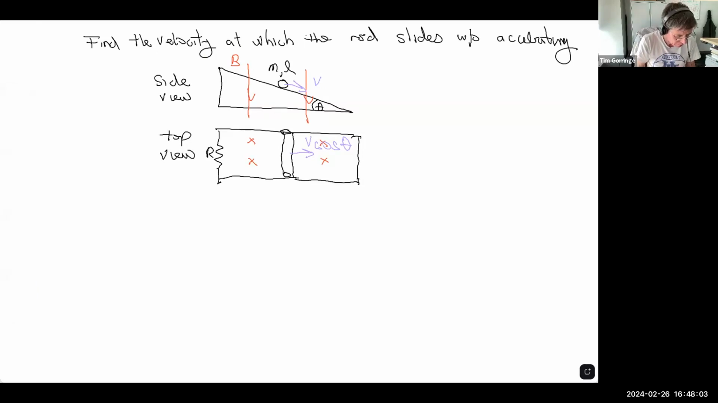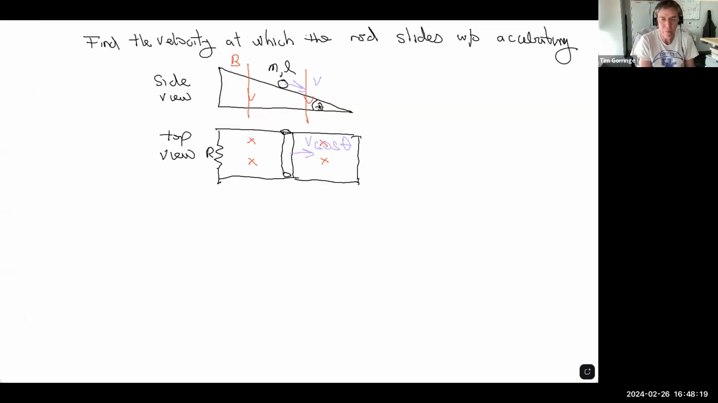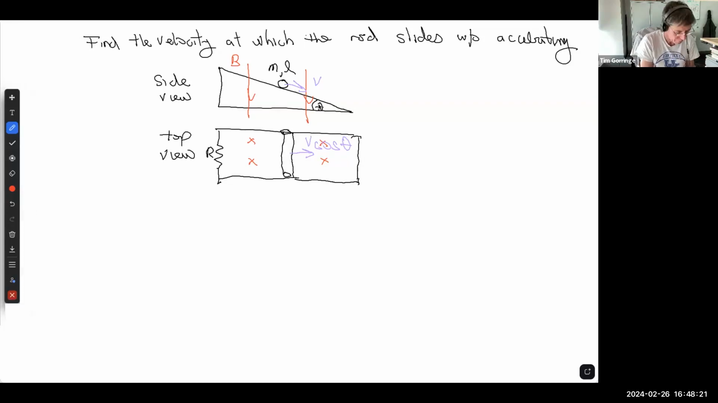So in this particular problem, we have an incline. I've drawn the side view of it here, and I've drawn a top view of the incline here. The angle of the incline is theta, indicated here, and we might imagine we know this angle.